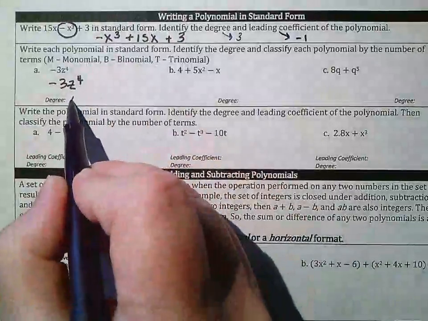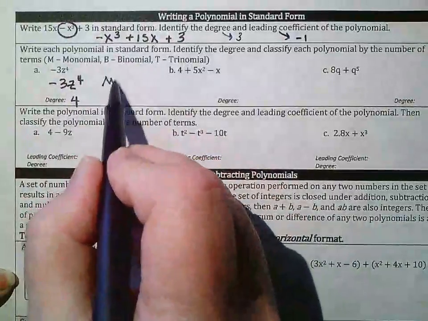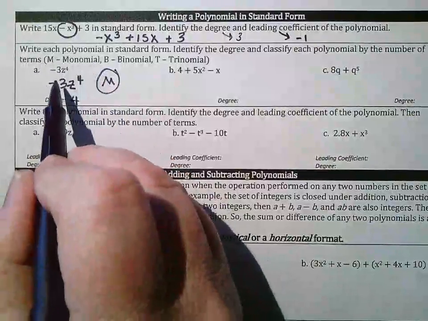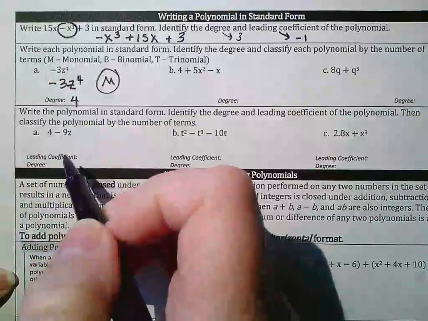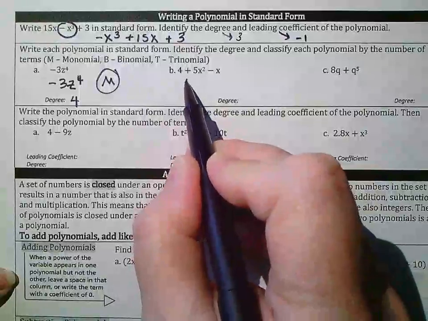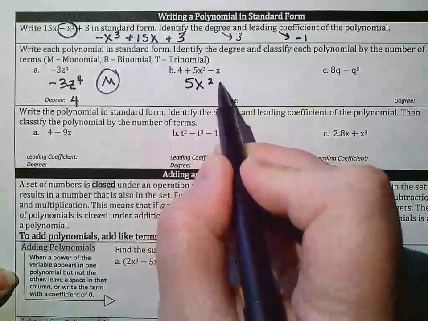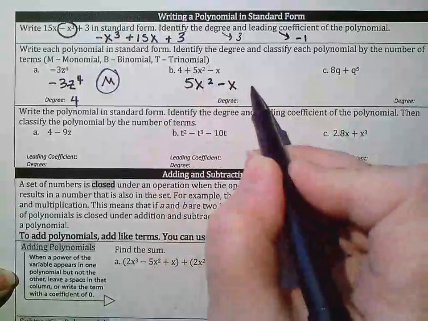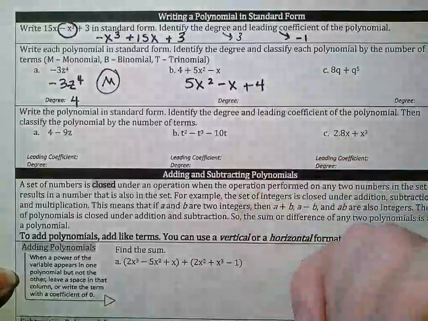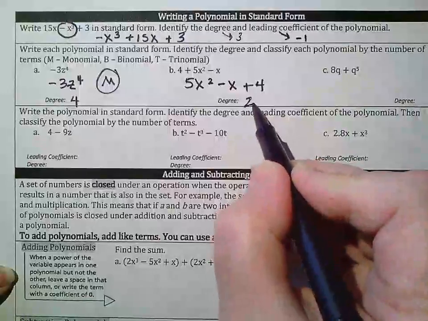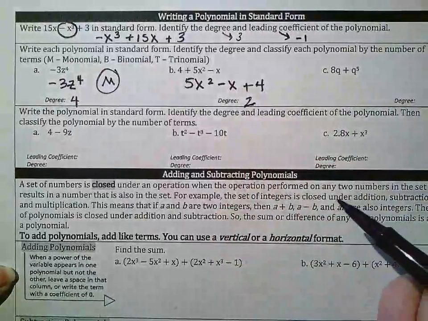The degree here is 4. This is a monomial, right? Because it's a single term. And this has negative 3 as its leading coefficient. Rewrite this one. You have 5x squared minus x, bring its friend with it. It's going to want to be there with them. And plus 4. This is to the second degree. We're going to be doing a lot with second degree stuff coming up.